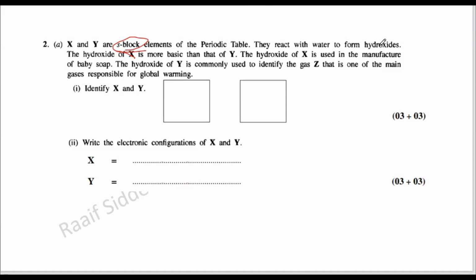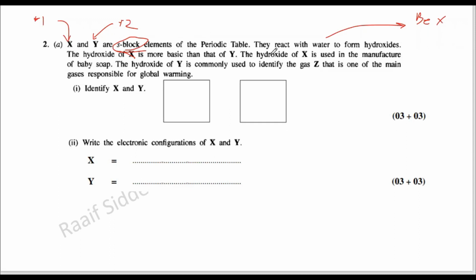They react with water to form hydroxides. So these cannot be beryllium, because beryllium is not very reactive with water. The hydroxide of X is more basic than that of Y. So this gives the idea that X should belong to group 1 and Y should belong to group 2.